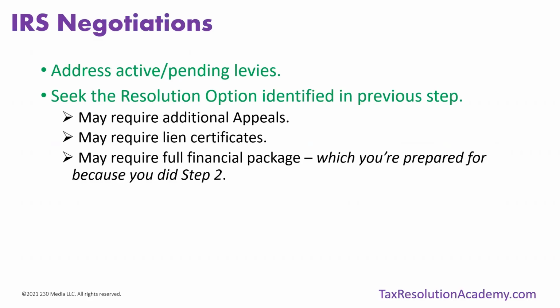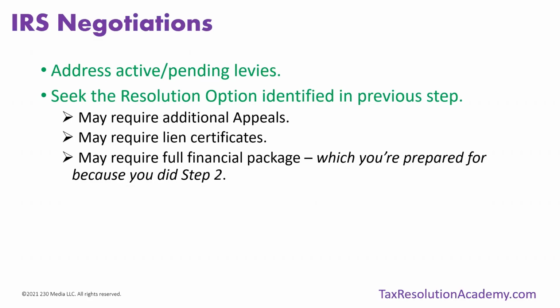During step 4, you're going to address any active or pending levies. This is where you might need to do cap appeals or other actions in order to get wage garnishments released, things of that nature. It is also where you are going to formally propose the resolution option that you identified in step 3 based on the financial analysis that you did in step 2. So this may require additional appeals. You may end up having to do lien work depending on the resolution pathway, and it may require that you prepare a full financial package, okay?